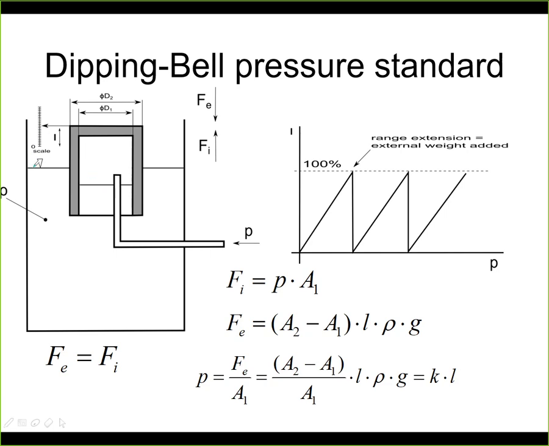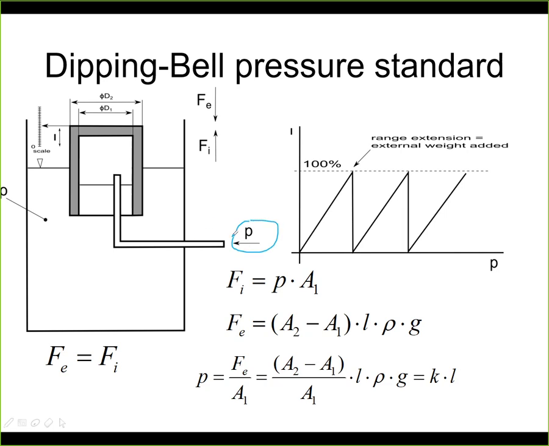Now we have a tank like this, and in this tank we have a liquid. It can be water, for example. So this is the liquid level. Now in the tank we have a bell that is dipped into the liquid. It's inverted, so the bell is facing downwards. And here is the pressure that we actually want to measure. So I want to measure the value of pressure P.